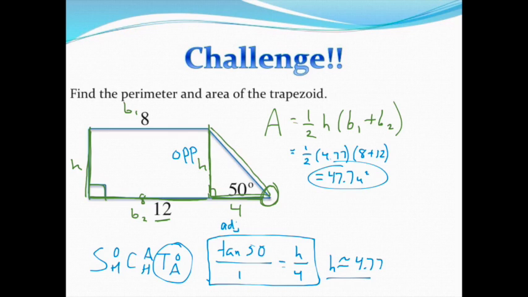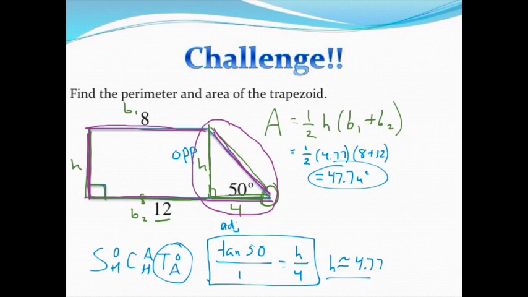Okay. They also ask us to find perimeter, so let's go ahead and find perimeter as well. Perimeter means add up all 4 sides. We know 3 of our sides: the 8 on top, the 12 on bottom, the 4.77 we found using trig over here, and then we have one more side to find, that slanted side. I could do trig again, or since I now know 2 sides of that right triangle, I can just do the Pythagorean theorem to find that missing slanted side. So let's do that.